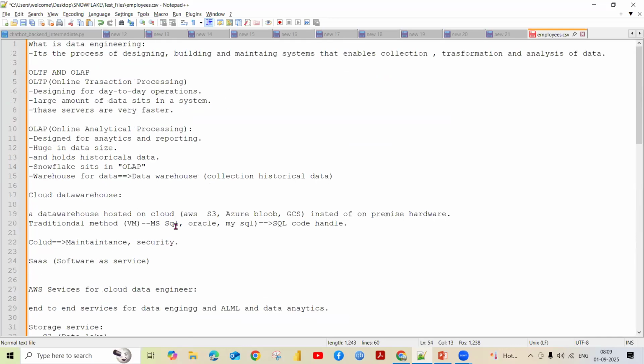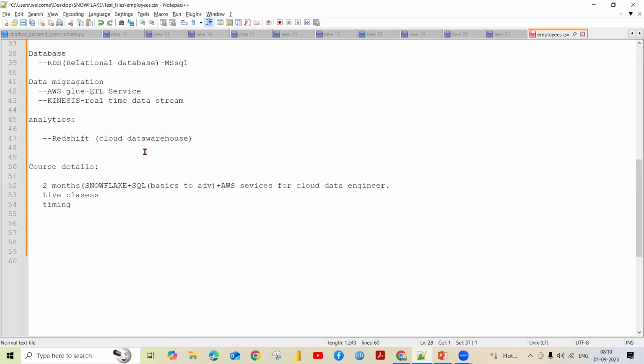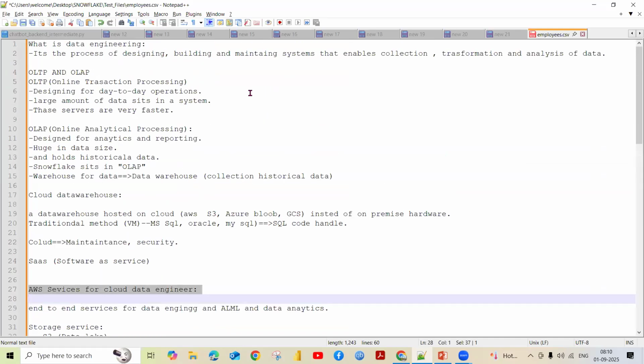This is mainly designed for cloud data engineering with Snowflake, and it covers all your SQL topics and Snowflake end-to-end, with a brief explanation of all the services in Snowflake and the services required for a Snowflake developer from any cloud platform. In this course we will cover the AWS services needed for cloud data engineering, in brief. So this is all about the course. If you have any doubts, you can ask me.